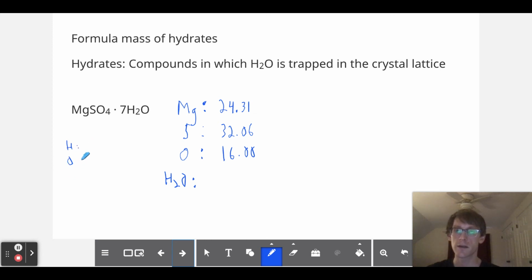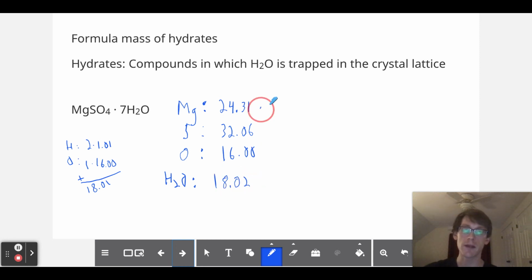And there are 2 times 1.01 for the hydrogen. And the oxygen, there's 1 oxygen atom times 16.00 grams per mole. And just simplifying it out, it's 18.02. Now, how many magnesiums? Just the 1. How many sulfurs? Just the 1. How many oxygens? There's 4. And then we've got 7 waters.